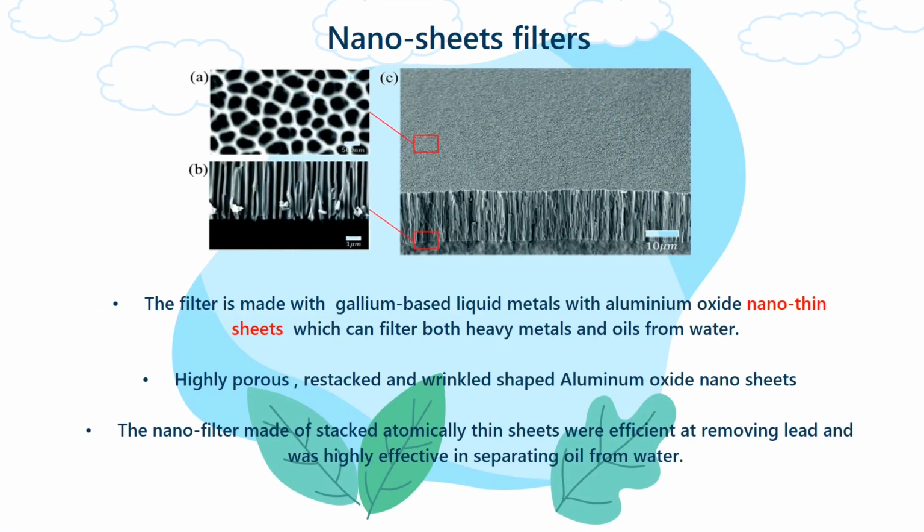Next are the nanosheet filters. The structure seen here is actually gallium-based liquid metal with aluminum oxide nano thin sheets. This whole thing consists of different vertically arranged sheets with a very small spacing so that water can easily pass through it, but the contaminants present in the water, including heavy metals such as lead and cadmium, get trapped inside it, as it has very good efficiency for lead and cadmium, and the clean water gets separated out.